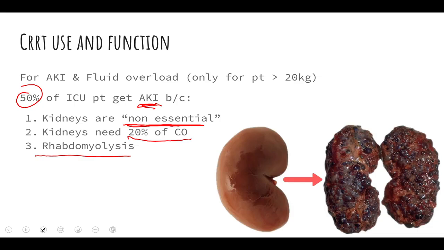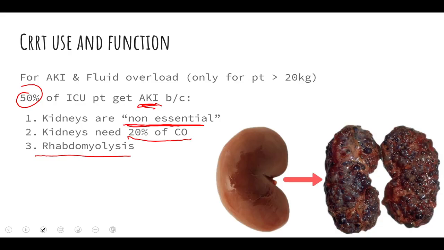A third reason is rhabdomyolysis. What rhabdomyolysis is, is a breakdown of your muscles over time when you're not using them. So the way the human body evolved, with our muscles, it's like if you don't use it, you lose it kind of situation.